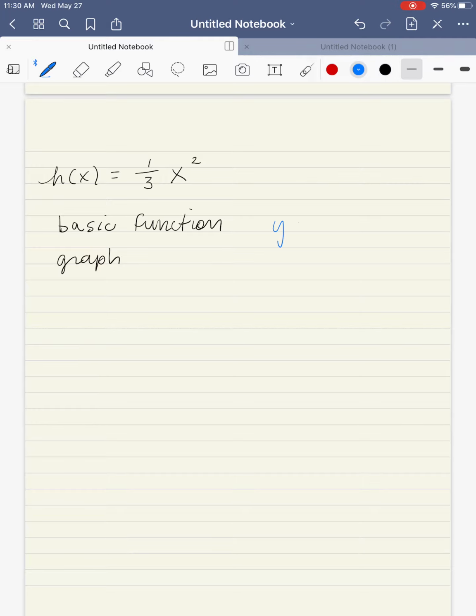And I see here my basic function is y equals x squared, because that's the graph we're looking at. And when I graph that, I have 0, 0, 1, 1, -1, 1, and it's the parabola, the nice curved shape.